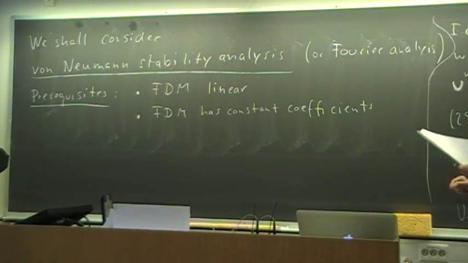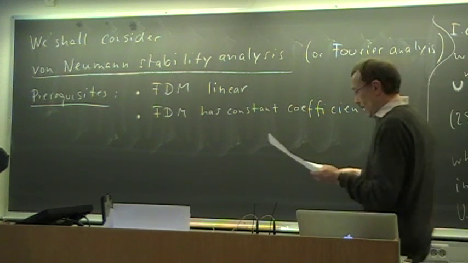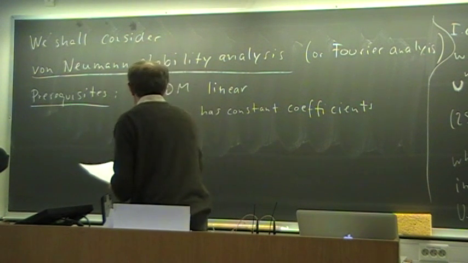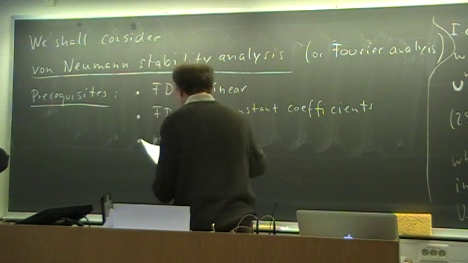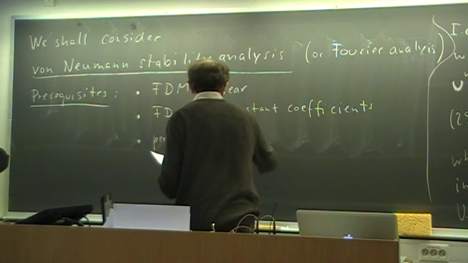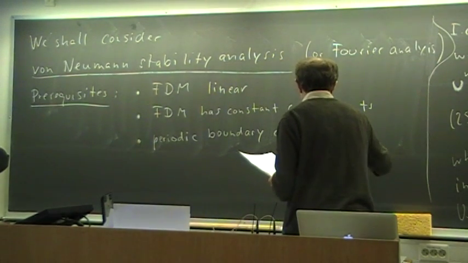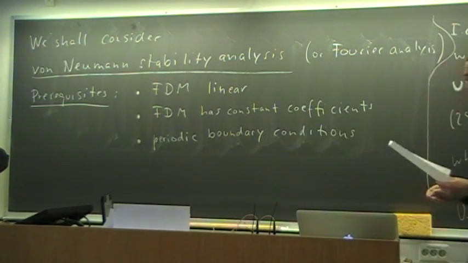And that is not a problem for us. For the forward time central space, we assume that the thermal diffusivity alpha is constant. We have chosen a delta t and delta x, they are constant, so that is no problem for us. But there is a prerequisite which is usually a problem. That is periodic boundary conditions. So we must have some periodicity in the problem.